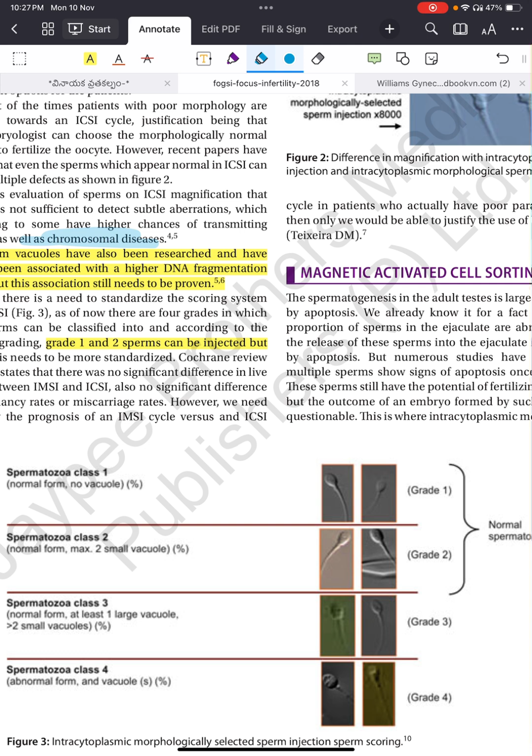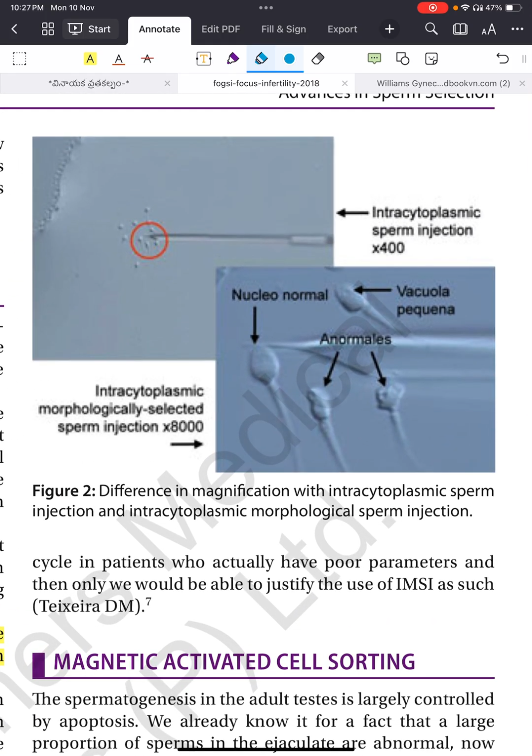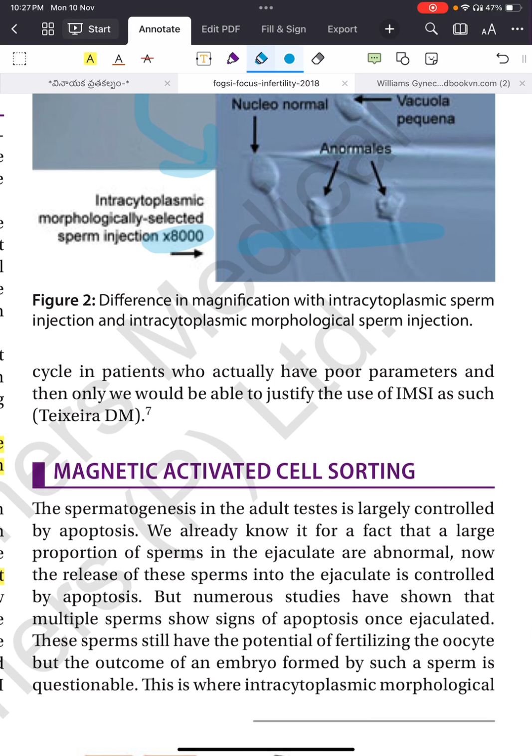So grade 3 and grade 4 are not that useful. Now I'm telling you, in the ICSI manipulator, if you see at 400 times magnification, this is ICSI. To the visible eye, sperms are looking very good. But if you're doing IMSI at 8000x, you see nuclear vacuoles and abnormalities. Even in the separate sperms there are abnormalities. That is the difference.